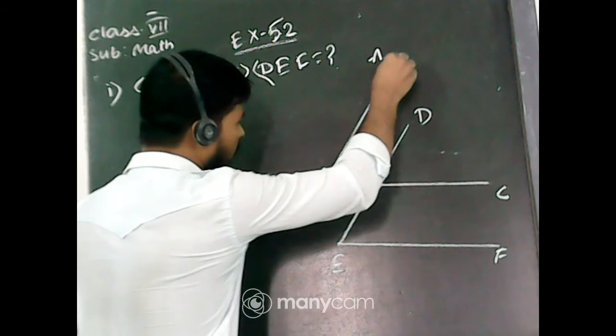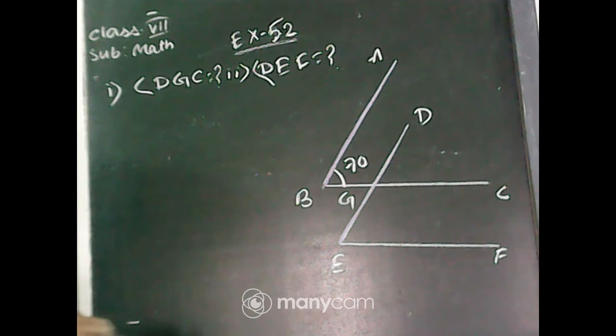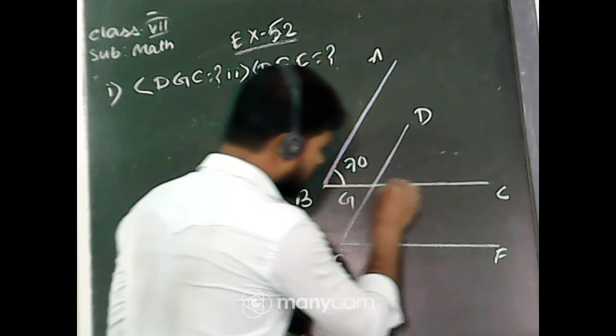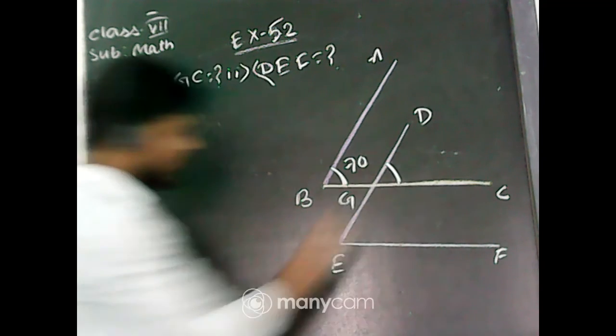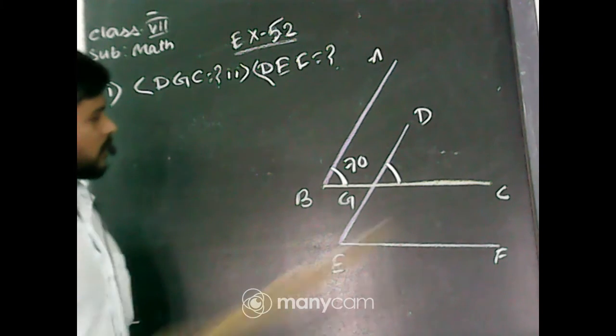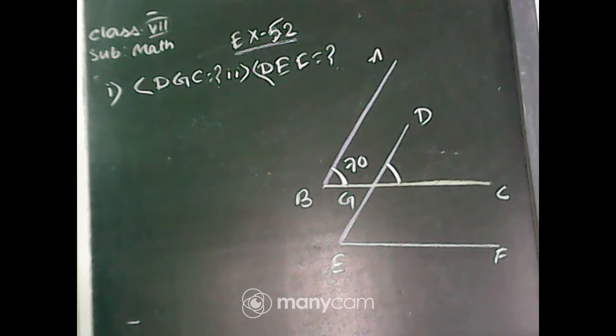It is given that the line AB and the line DE are parallel to each other, and look, BC is a transversal. So can you tell me, is there any relationship between angle ABC and angle DGC? Yes, very good. They are corresponding angles.